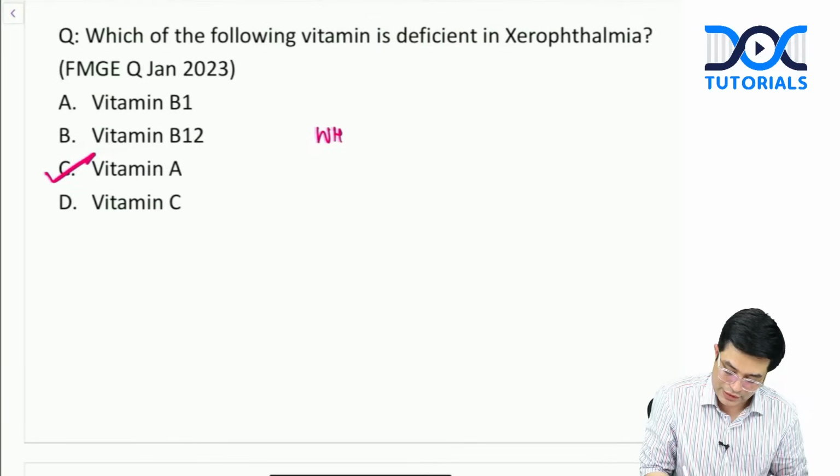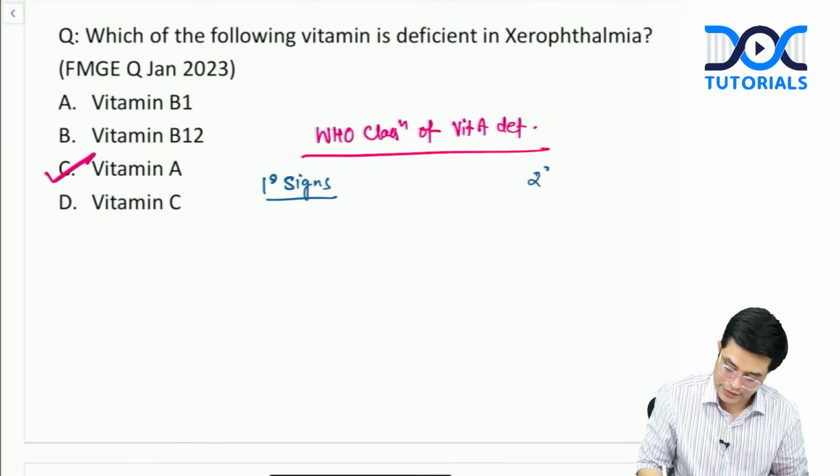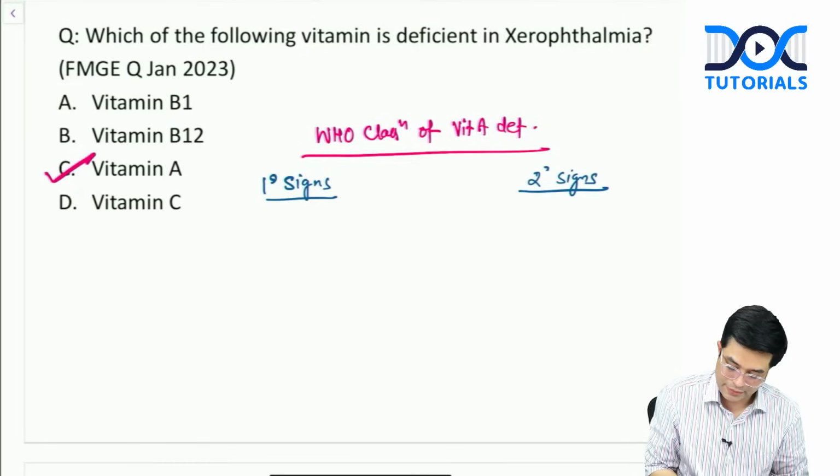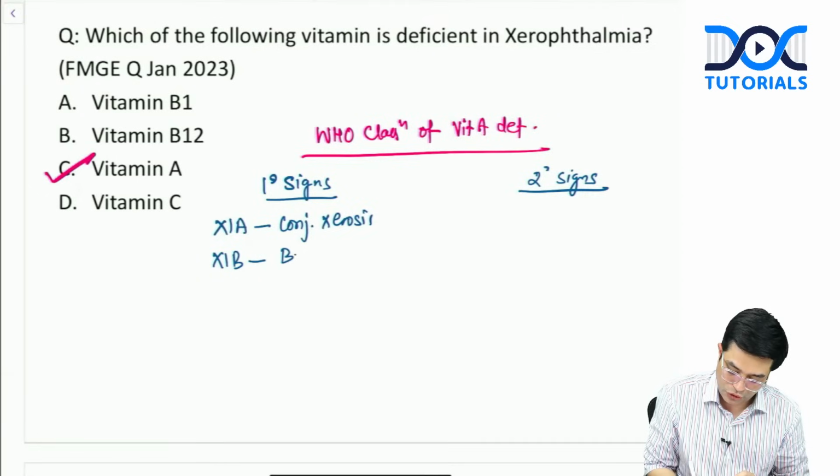The WHO classification of vitamin A deficiency, that is xerophthalmia, is divided into two parts: the primary signs and the secondary signs. What is there in the primary signs? X1A is conjunctival xerosis. Xerosis means dryness. X1B stands for Bitot spots. They appear on the conjunctiva. X2 is corneal xerosis.